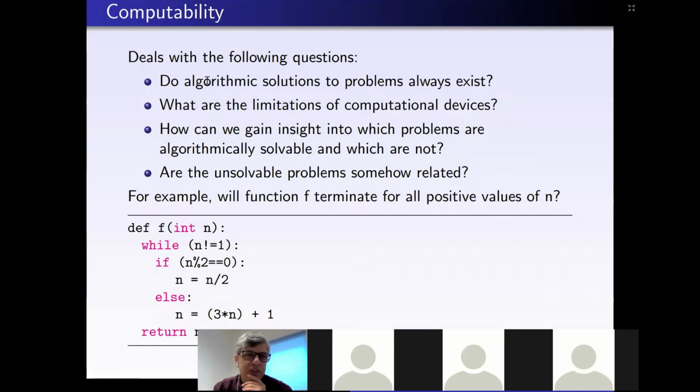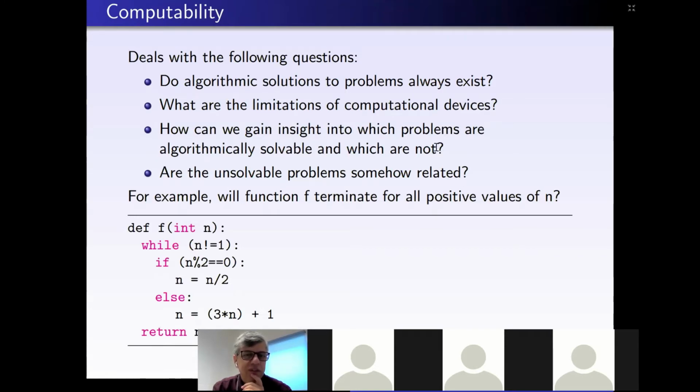What's computability? We talk about computability. What are the limitations of computation devices? So deal with the following question. Do algorithmic solutions to problems always exist? Is it possible to find an algorithm for any problem? It is interesting. During my PhD, I was facing this kind of question in my mind. What are the limitations of computation devices? We talked about that before in terms of computability. How can we gain insight into which problems are algorithmically solvable and which are not?